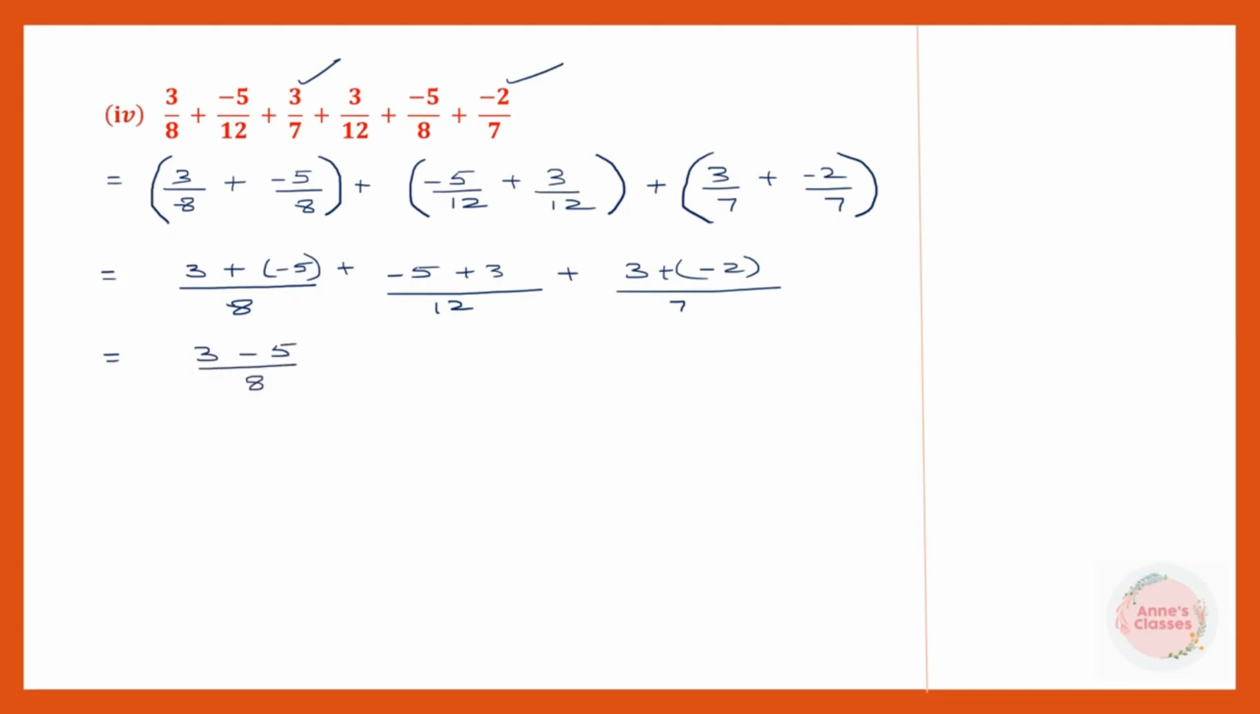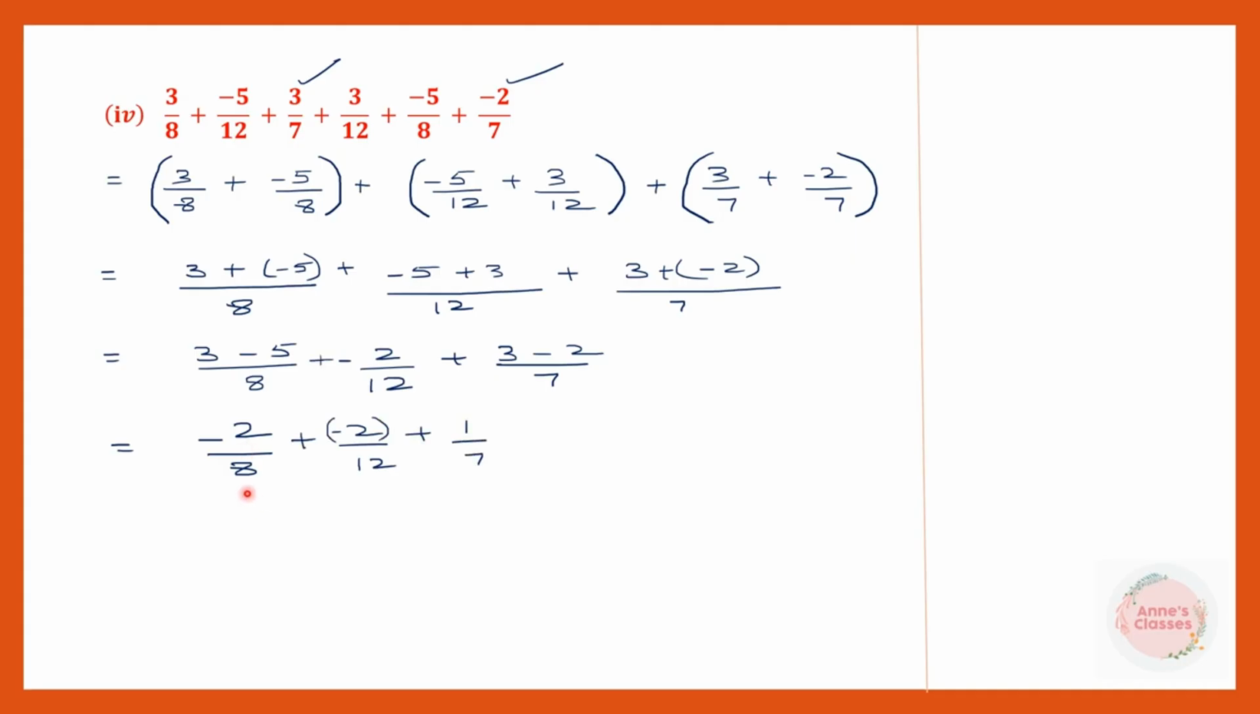Then here we have minus 5 plus 3, signs are different, so we put the sign of the bigger number and we subtract, so that becomes minus 2. 5 minus 3 is 2, minus 2 by 12 plus 3, remove the bracket, minus 2 by 7. So here 3 minus 5, signs are different, put the sign of the bigger number and subtract. 5 minus 3 is 2, minus 2 by 8, minus 2 by 12, and here what do we have? 3 minus 2 is 1, 1 by 7.